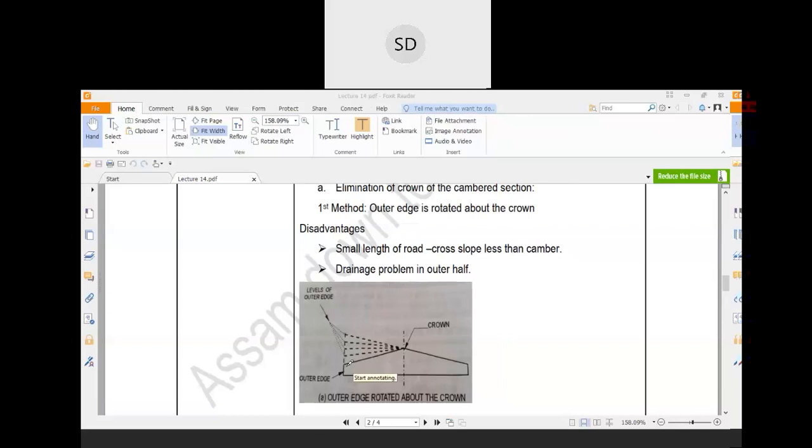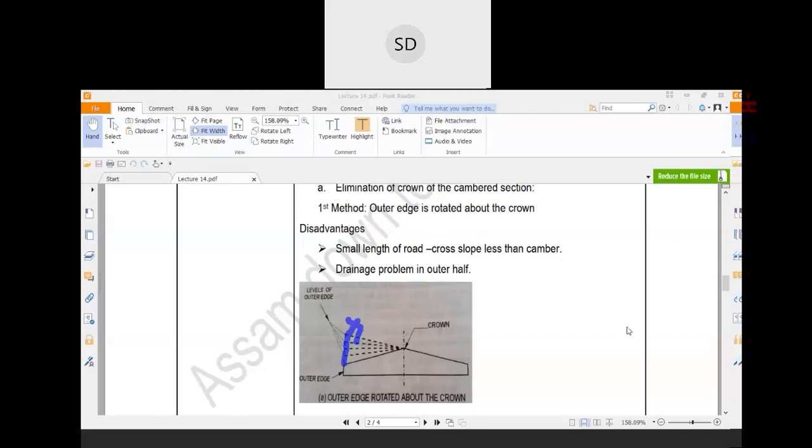This is the outward edge. This is the ground. How is the outer edge rotated? So this portion you will rotate like that until you get that full super elevation. Rotated means you keep raising this until you get maximum super elevation. So that is your outward edge rotated above the ground.